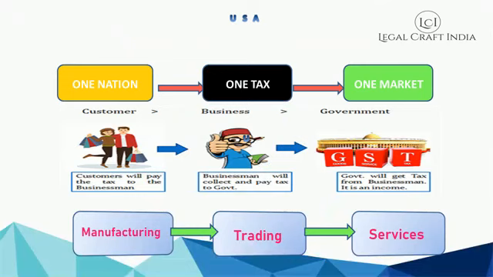Now let's understand, simplify and apply the three concepts of GST. One nation, one tax, one market. As we observe, consumers will pay tax to the businessman. The businessman will collect and pay tax to the government. The government will get the tax from the businessman and it is the income to the government.